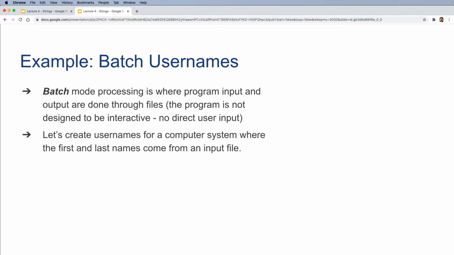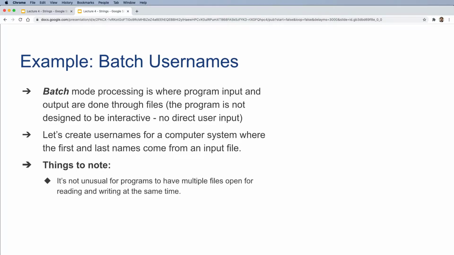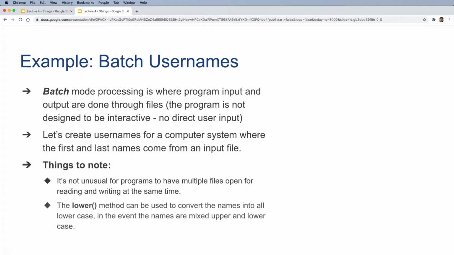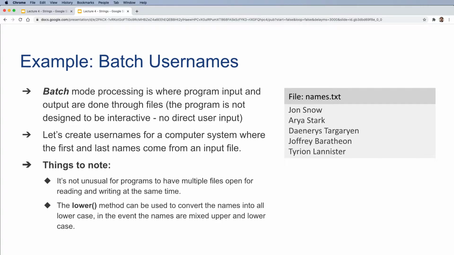Let's create usernames for a computer system where the first and last names come from an input file. Things to consider: it is not unusual for programs to have multiple files open for reading and writing at the same time. And the lower method can be used to convert the names into all lowercase in the event the names are mixed upper and lowercase. So here's how we could do it.